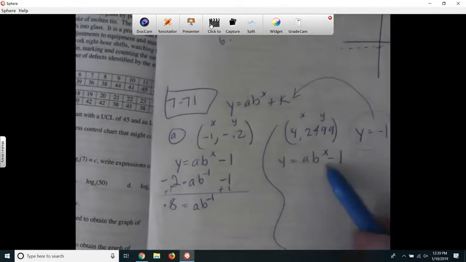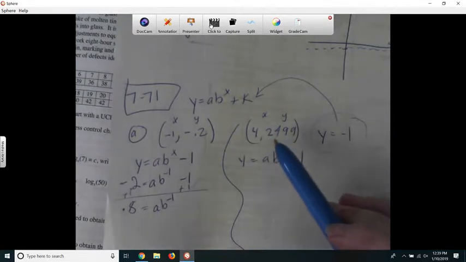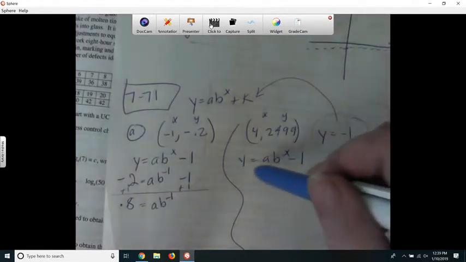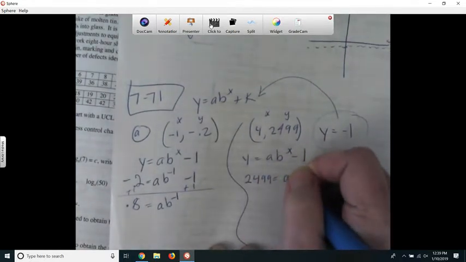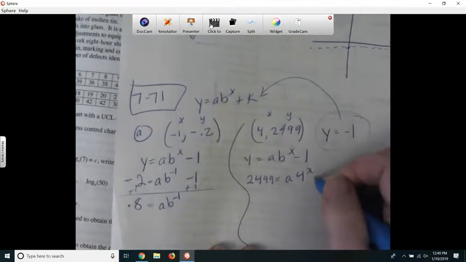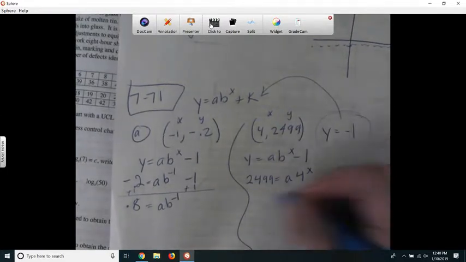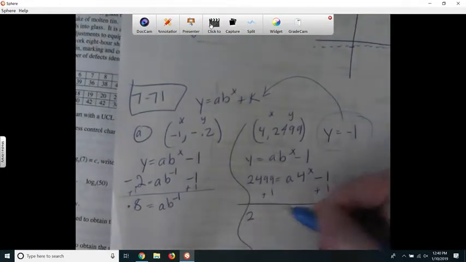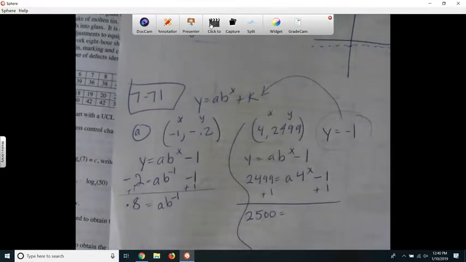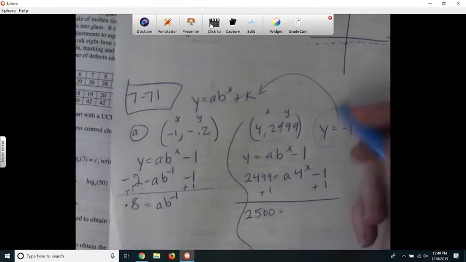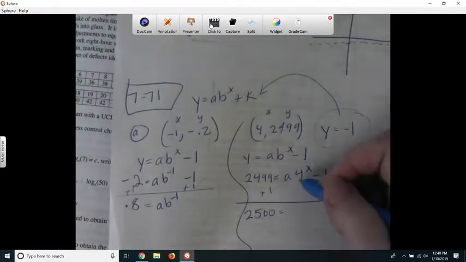So on this side, I have two ordered pairs. I'm going to use this ordered pair now and get another equation. So for y, I got 2499 equals a times 4 to the x minus 1. And then I'll add 1 to both sides, and that's 2500. Shouldn't x be equal to 4? Yes. Oh, thank you. So that was a times b to the 4th.